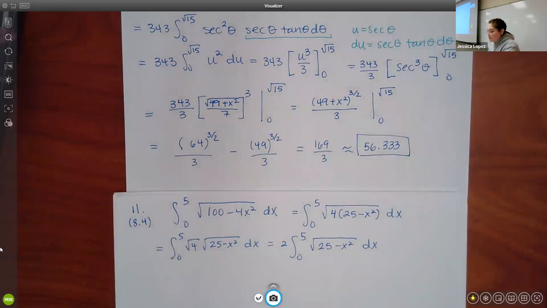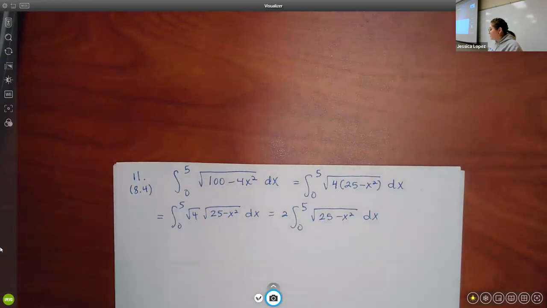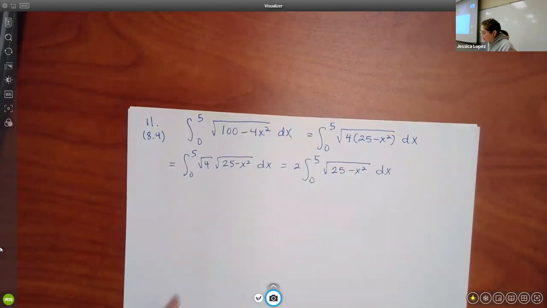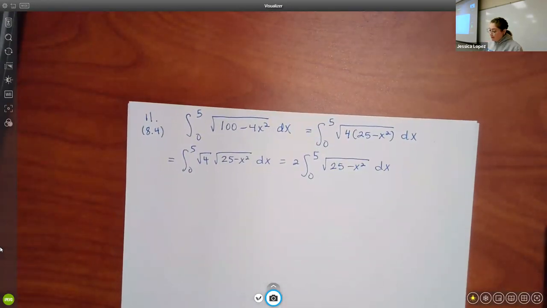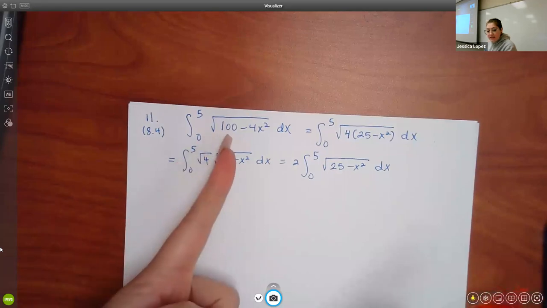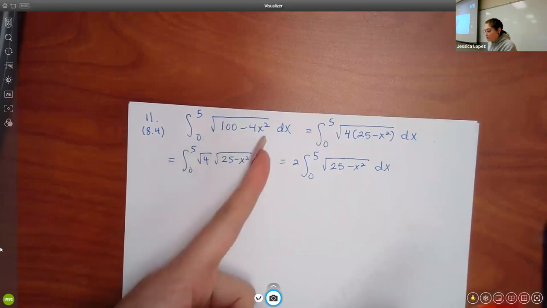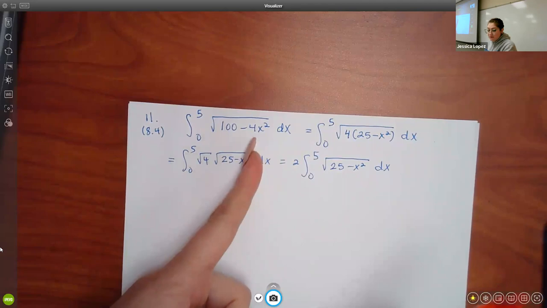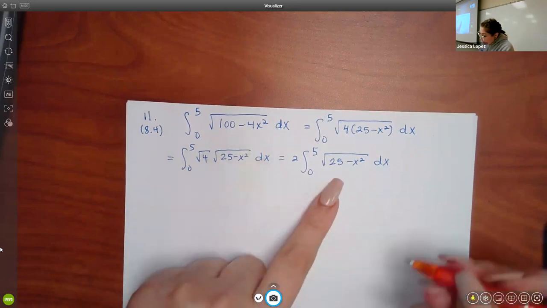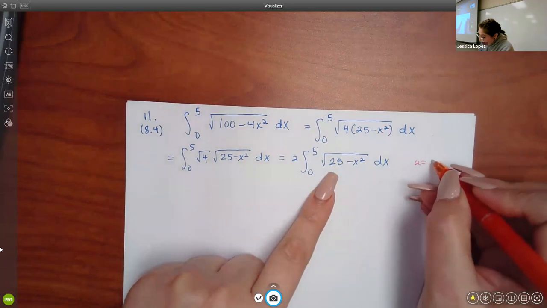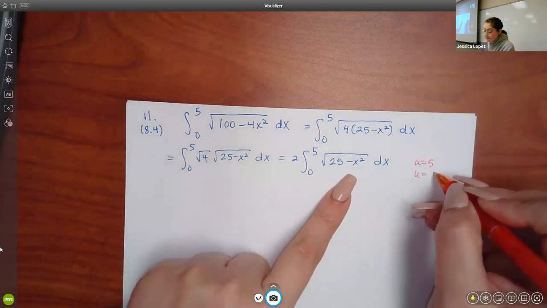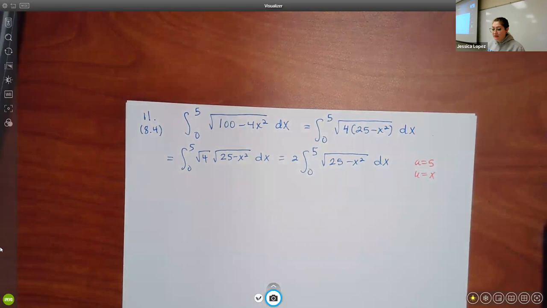And then that helps when I go to set my little triangle. It's not as complicated. Otherwise, I would have had to use 10 for A, and I would have had to use 2x for U. But now my A is 5 and my U is just x. And it's a little less confusing that way.